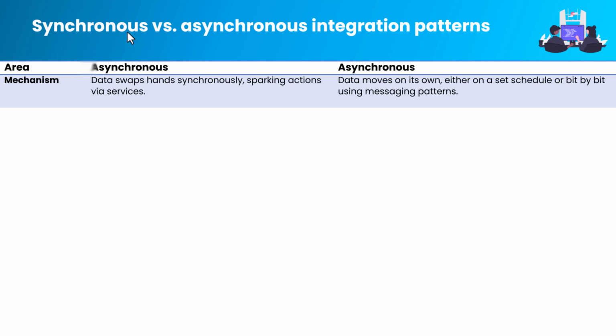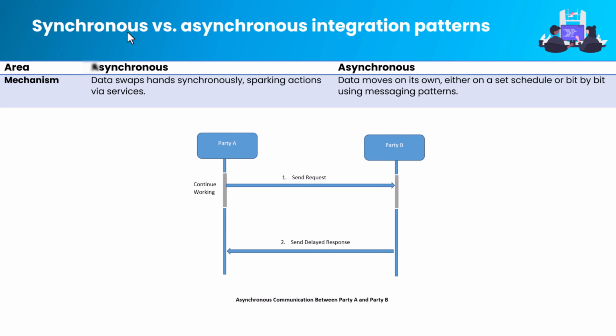If we talk about the asynchronous, data moves on its own, either on a set schedule or bit by bit using a messaging pattern. So the asynchronous mechanism allows data to be transferred without waiting for immediate processing. The data can be sent in batches or in chunks over time, allowing the systems to process it at their own pace. So this is about the mechanism.